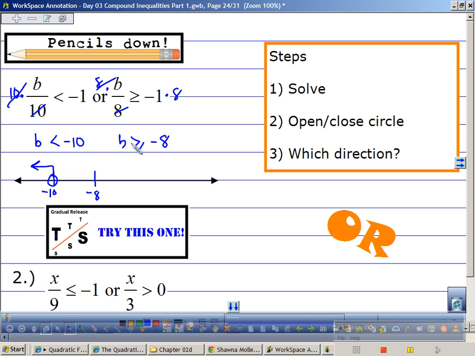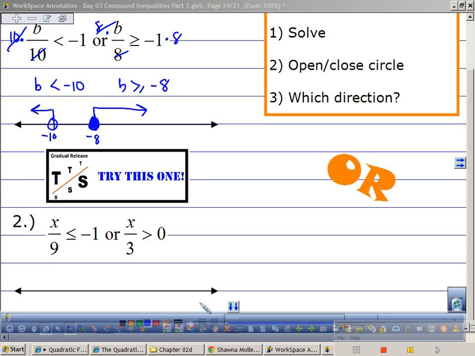Because I want to talk about what it means. Does it include negative 8? Yes. Because there might be a problem on the test that says, what does it mean when you have an open circle? It doesn't include the number. That would be a good question, huh?